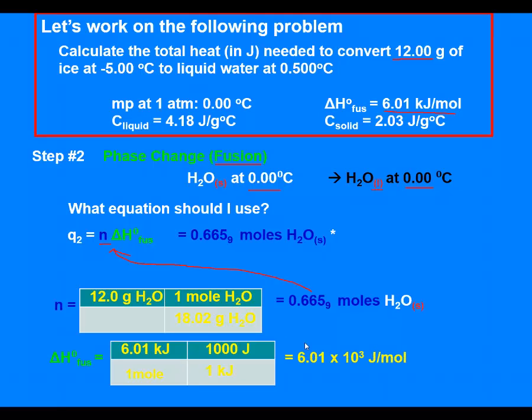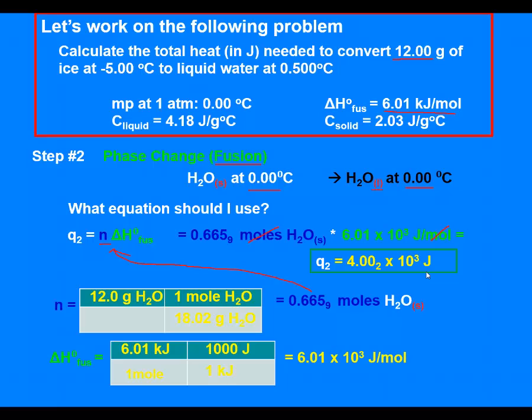So I would go ahead and have 6.01 times 10 to the third joules per mole. So I just did a conversion to get from kilojoules to joules. So I multiply by my enthalpy of fusion in joules per mole. My moles will cancel, you'll notice. Okay, and then I'll end up with energy in joules for this melting process. So to melt 12 grams of ice and form liquid water at the same temperature, so at the freezing point, I would have to put in 4 times 10 to the third joules of heat energy.